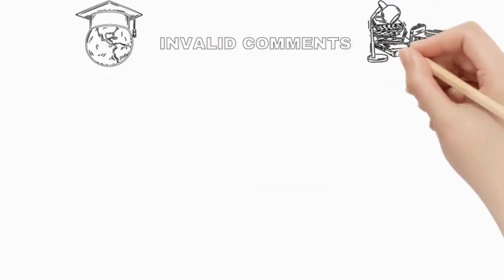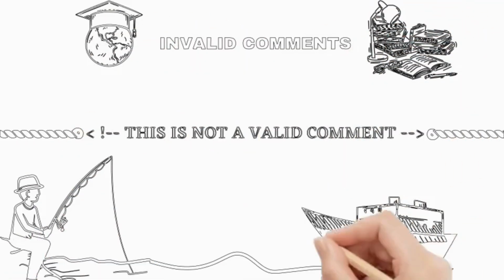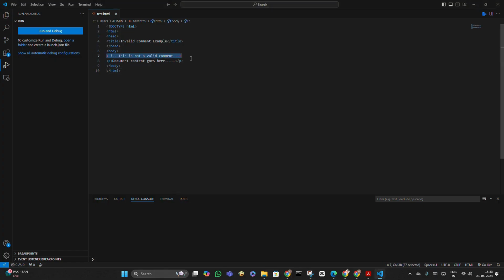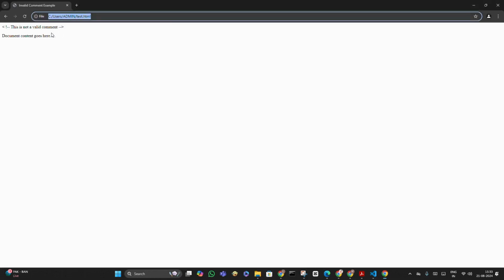Now, let's look at an example of an invalid comment. If there's a space between the left angle bracket and the exclamation mark, the browser won't recognize it as a comment. In this case, the browser treats it as text and it will be displayed on the page, which is not what you want.